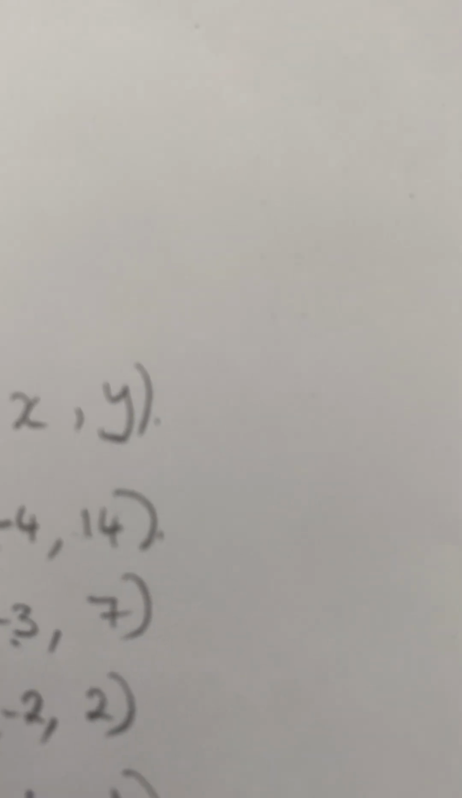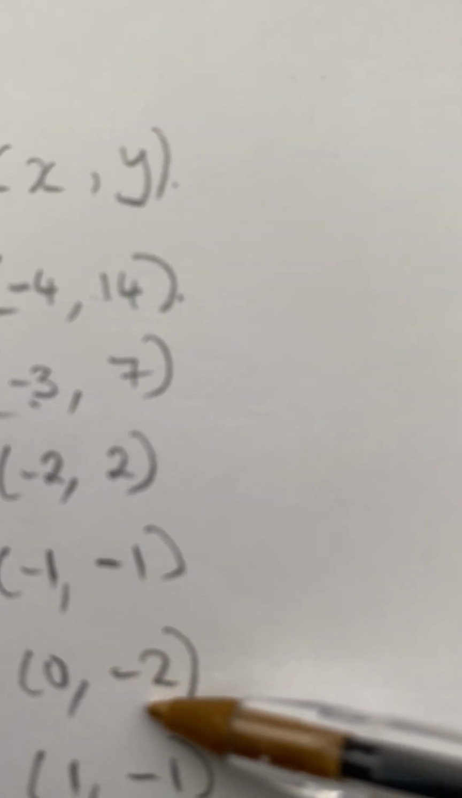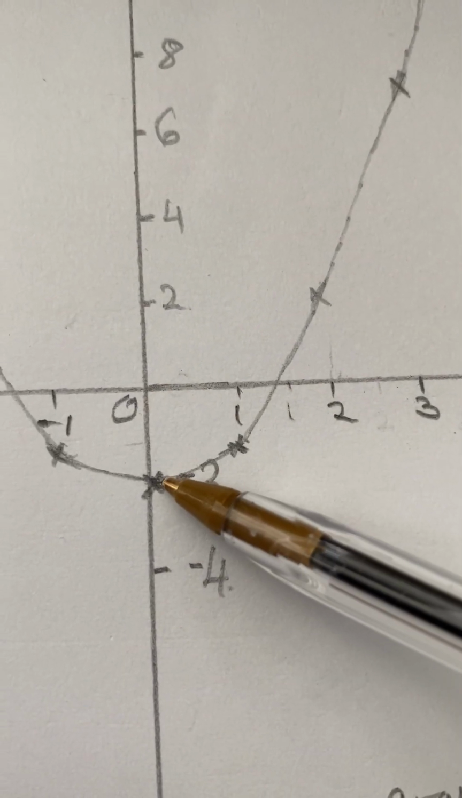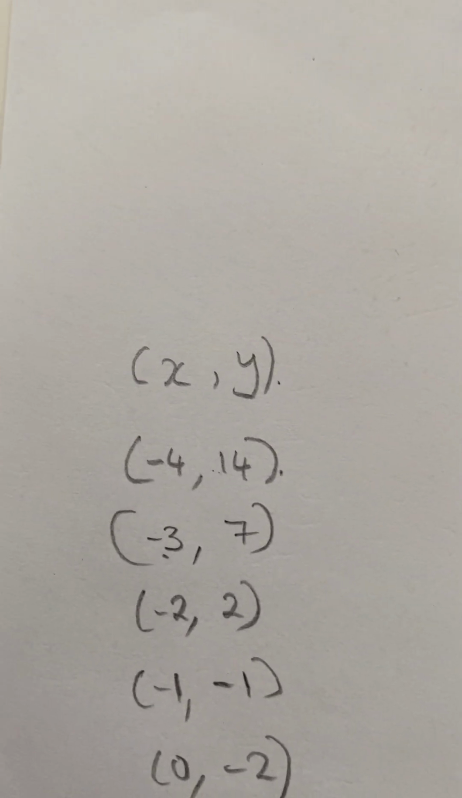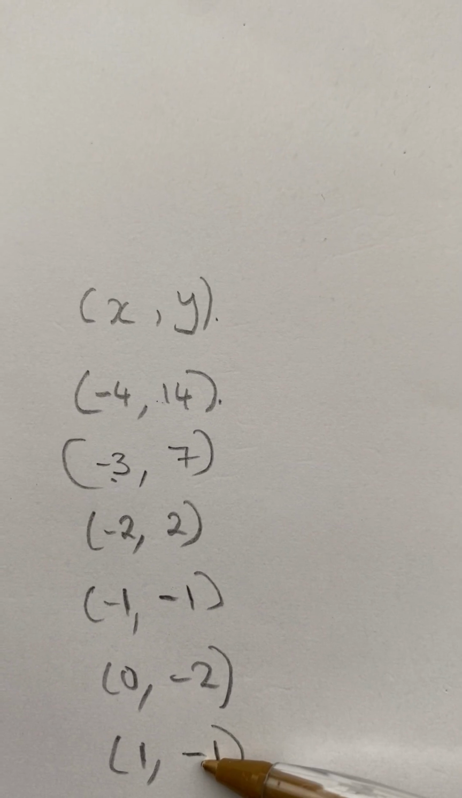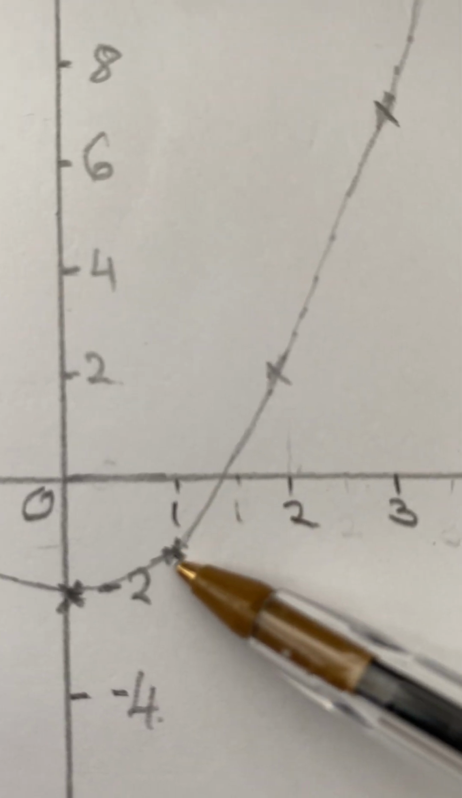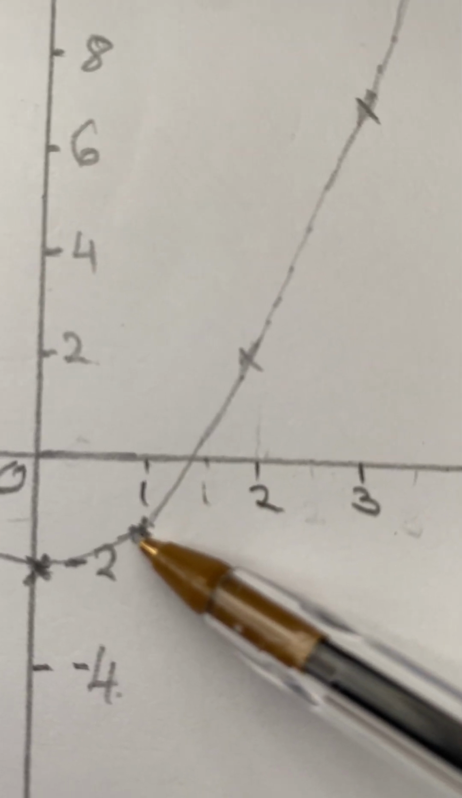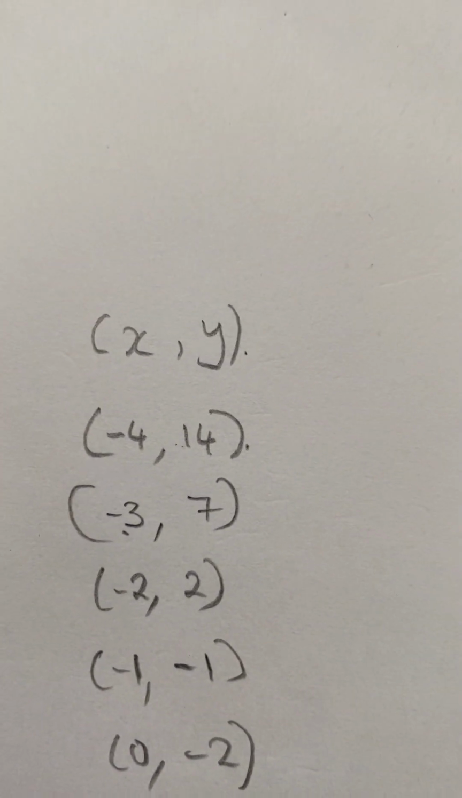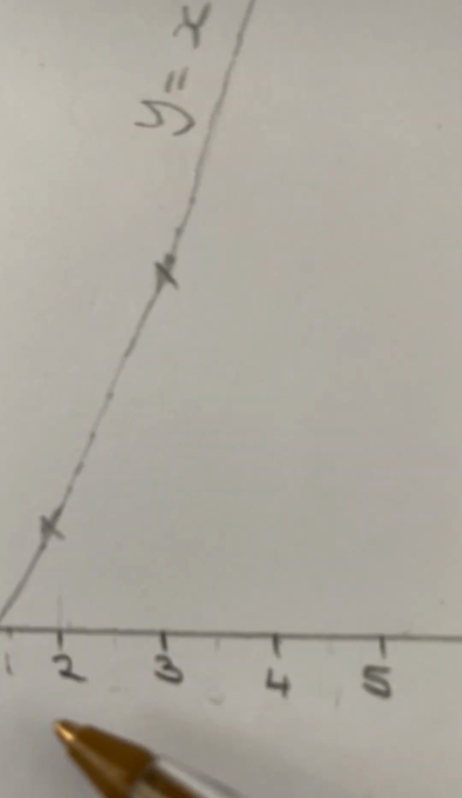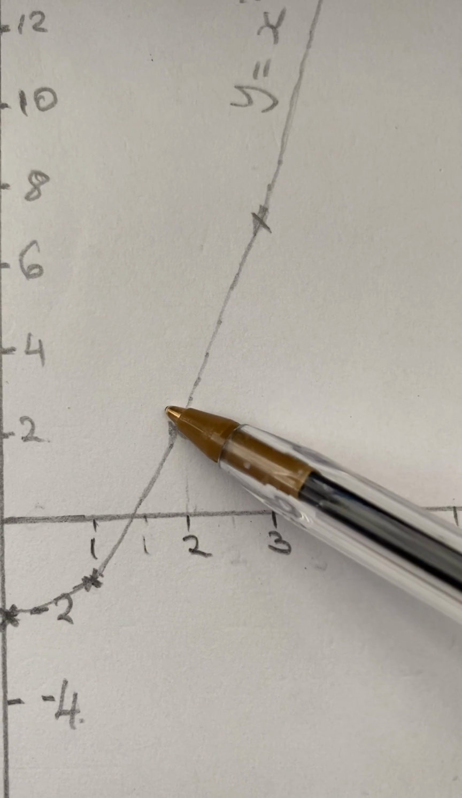When x is 0, y is minus 2. So when x is 0, y is minus 2 there. When x is 1, y is minus 1 there. So when x is 1, y is minus 1, this point here. When x is 2, y is 2. So when x is 2, y is 2 there.